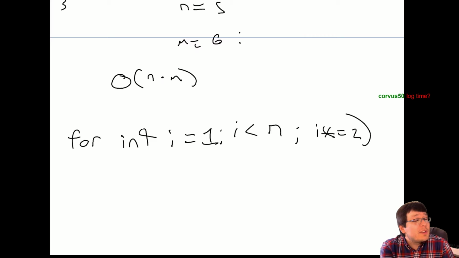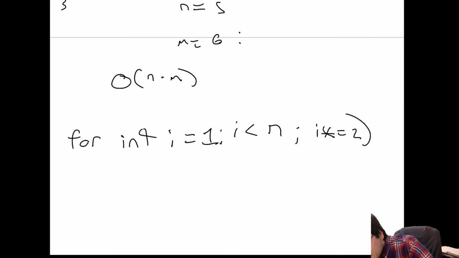Log time. You're thinking this is going to take log time. Why? What are logarithms even? See, now I'll put you on the spot, probably. No, I won't put you on the spot. Otherwise, you'll stop contributing.